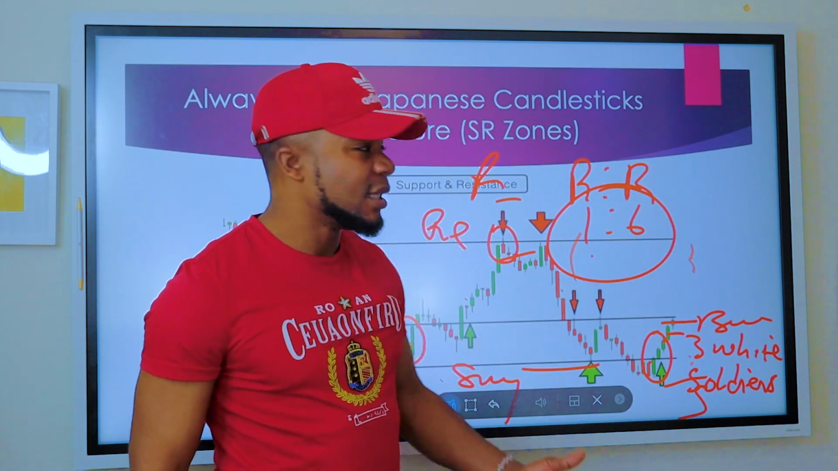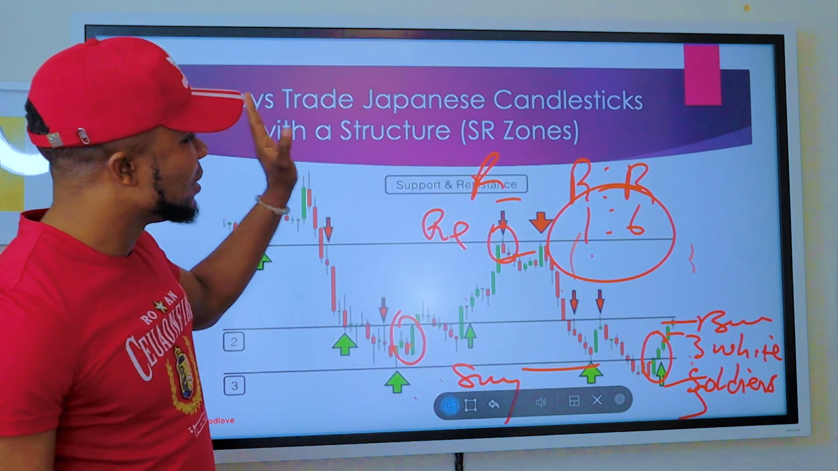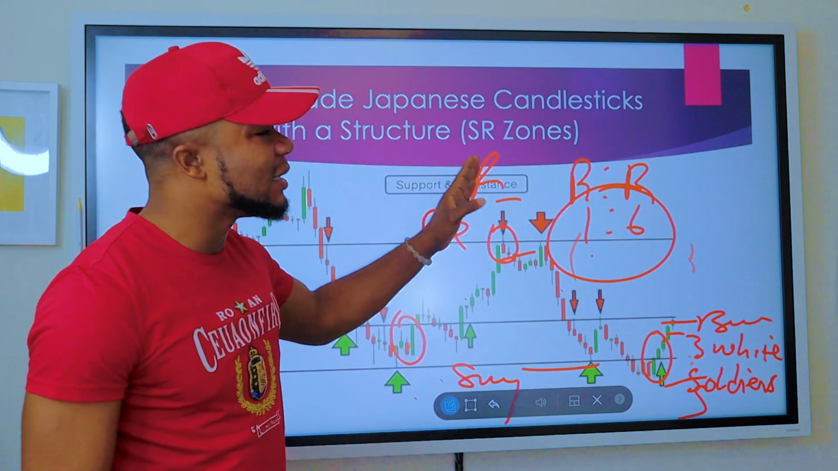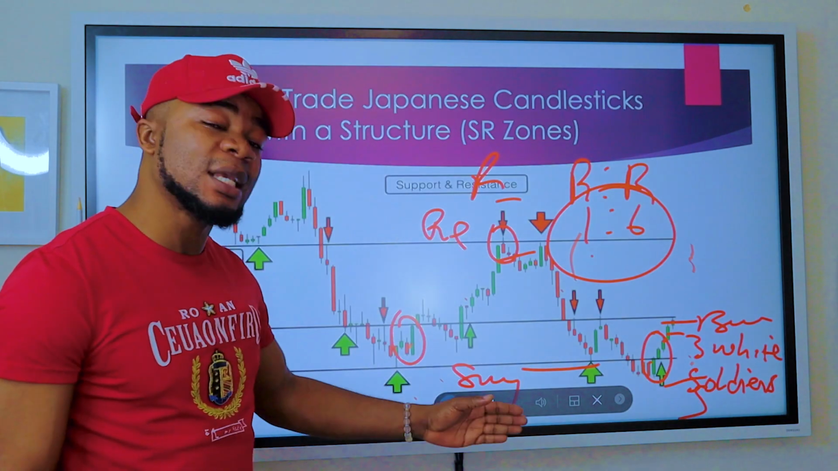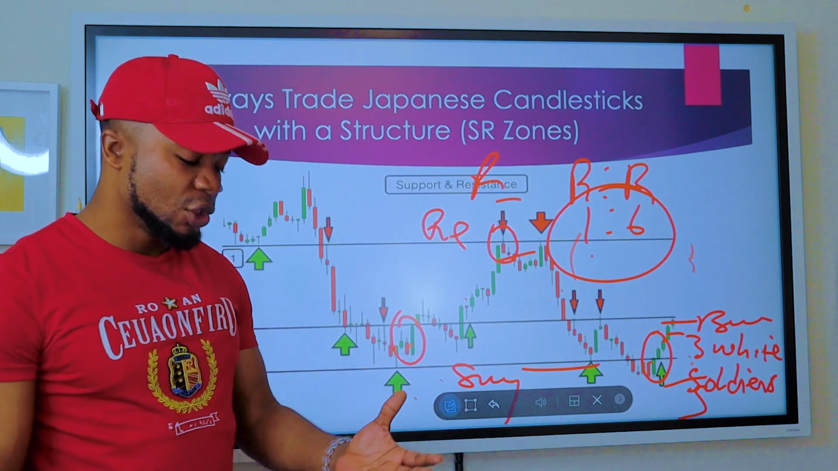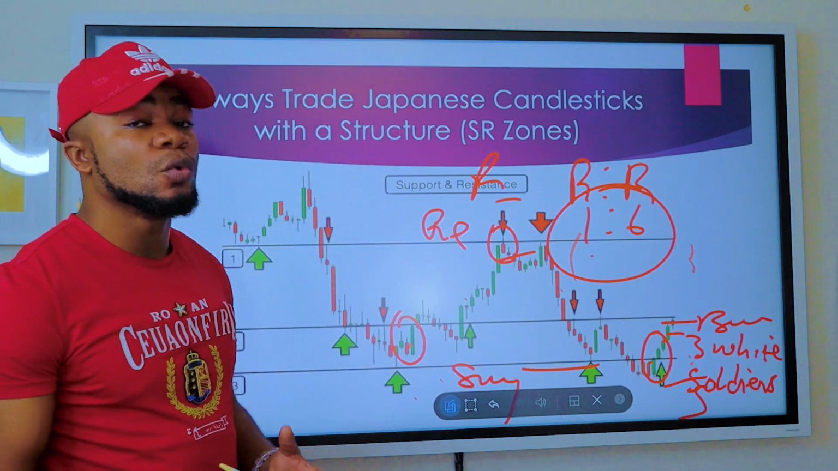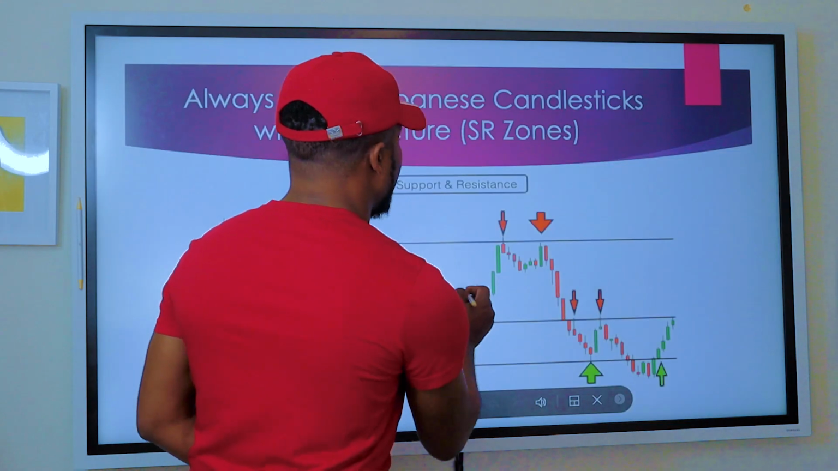As simple as that. That is because I have been able to combine Japanese candlesticks with a structure, and that structure in this case is support and resistance. So you first of all draw your support and resistance, then you use candlesticks to look for confirmations. All right, good. Let's go to the next point.